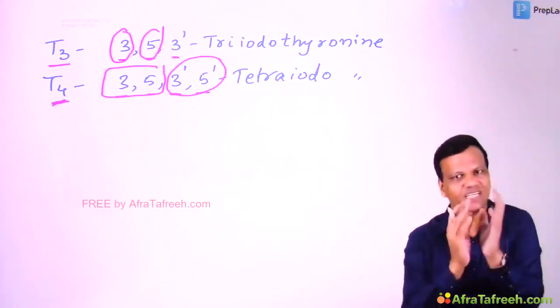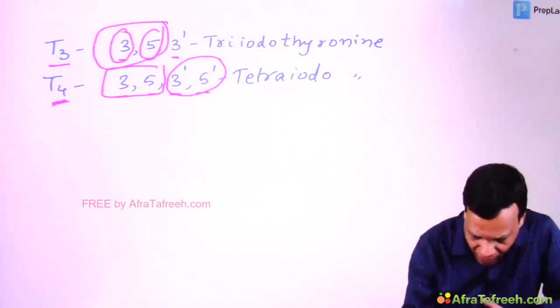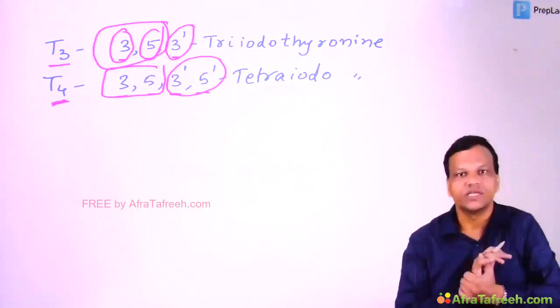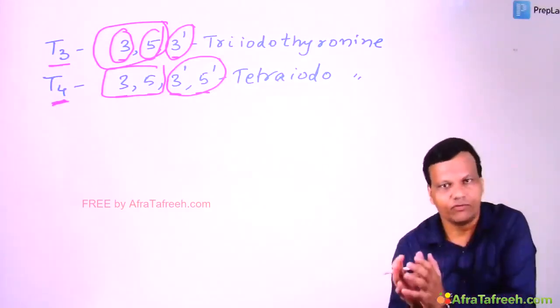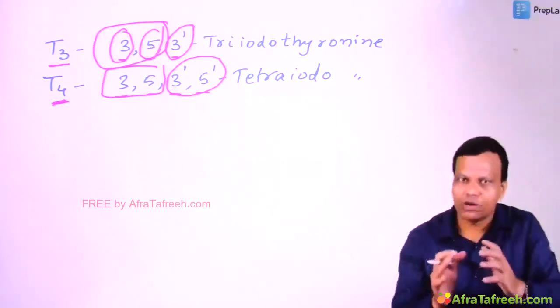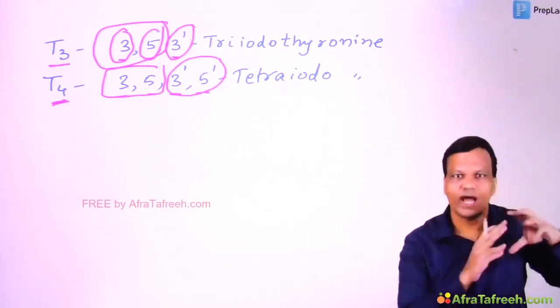So that's why activity is very less. On the other hand, in T3, 2 are increasing and only 1 is decreasing. So activity is more. So T3 is more active than T4. Okay? So if we want to convert T4 to T3, obviously we need to remove one iodine.